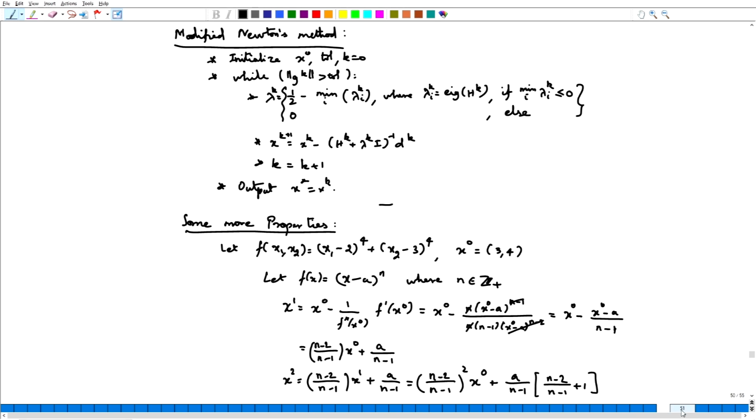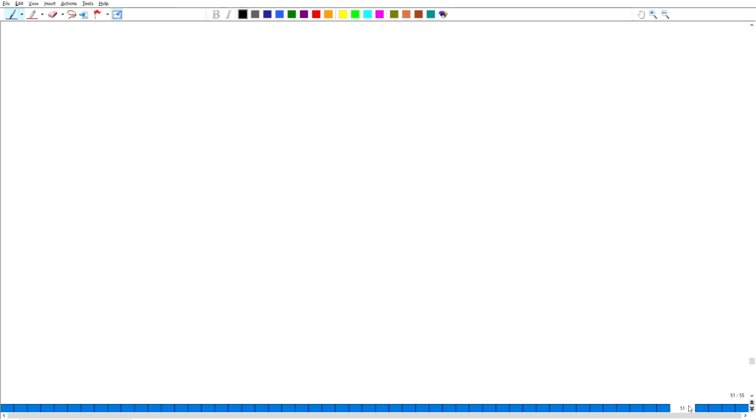Now, just to finish what is actually happening. x3 is (n-2)/(n-1) x2 plus a/(n-1), which is ((n-2)/(n-1)) cubed x0 plus a/(n-1) into ((n-2)/(n-1)) the whole squared plus (n-2)/(n-1) plus 1, right.